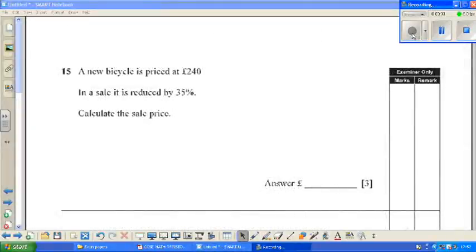Okay, so there's question 15. So stop the video, have a go at that, and we'll go through the solution in a moment.